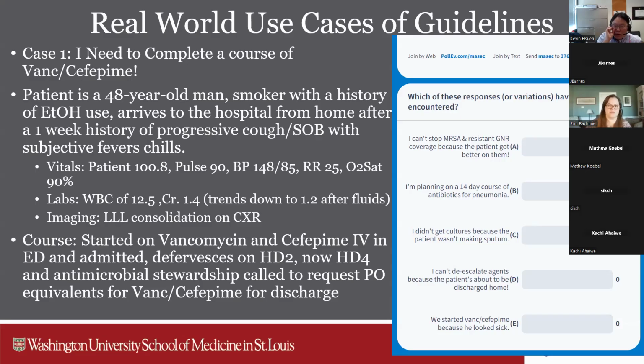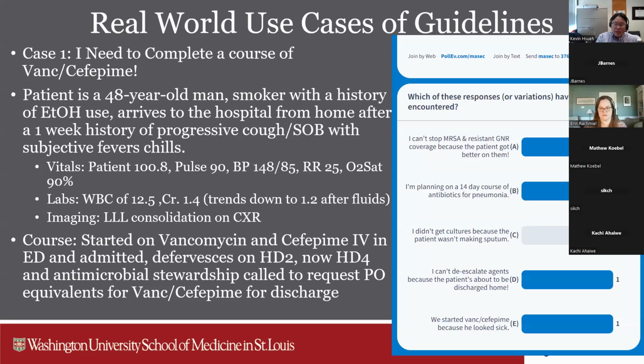The patient's a 48-year-old man. He's a smoker with a history of alcohol use, arrives at the hospital from home after a 1-week history of progressive cough and shortness of breath with subjective fever and chills. Pretty classic. He's slightly febrile, 100.8. His pulse is 90, blood pressure 148/85. He's got a respiratory rate of 25. He's breathing kind of hard. That may have to do with his smoking history. His O2 sat is 90%.